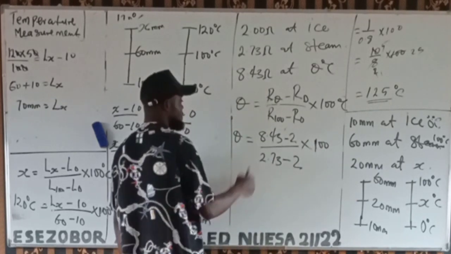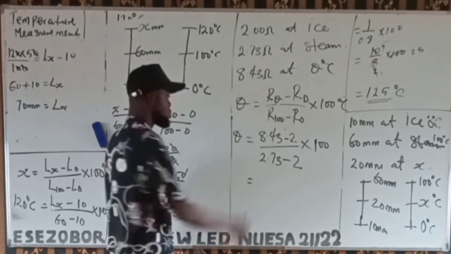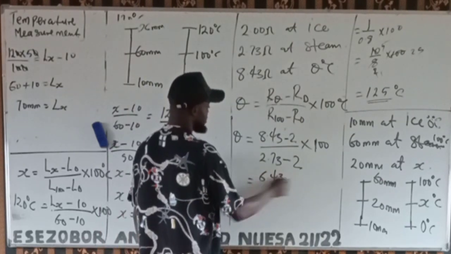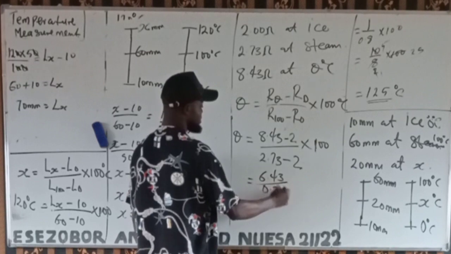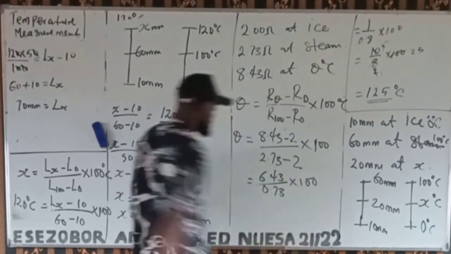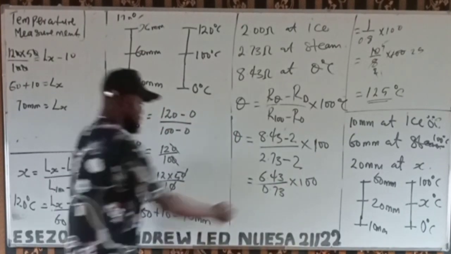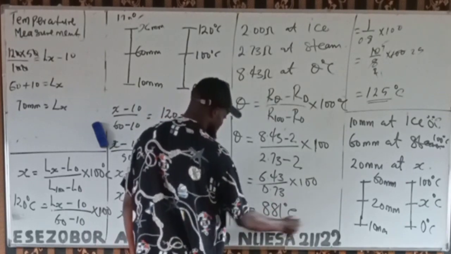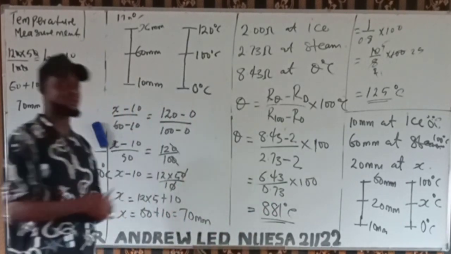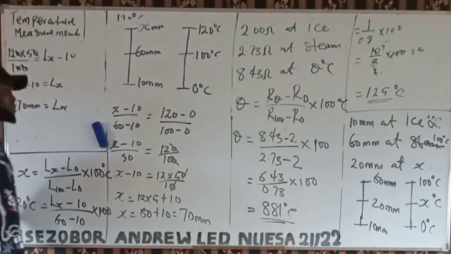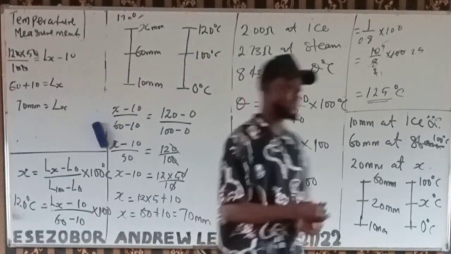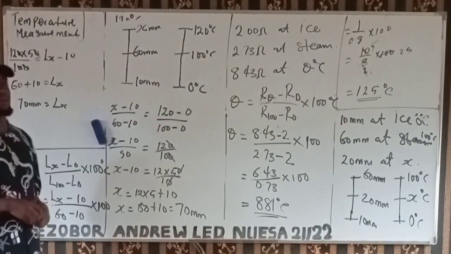So we're going to have 8.43 minus 2, that gives us 6.43, over 0.73, times 100. If you do this very well, you're going to have approximately 881 degrees Celsius. That's what you're going to have. So please ensure you practice this over and over again.